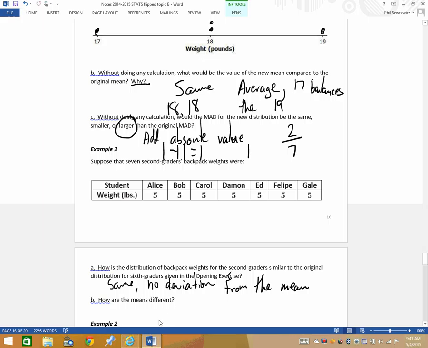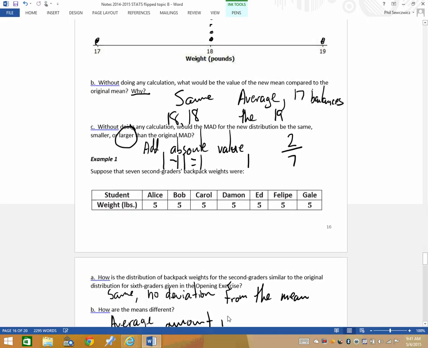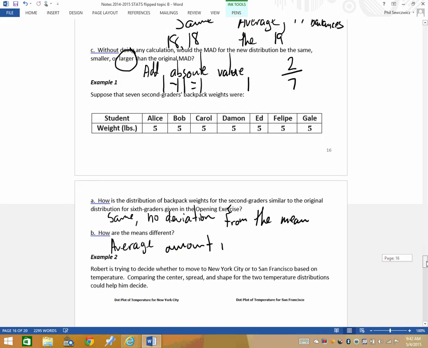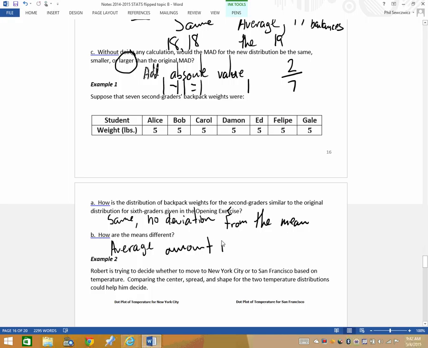Yeah, exactly. That's exactly what I would say there. How are the means different? Well, remember, the means are the average amount. In this case, if they're all the exact same, the average amount is 5, because again, they are all the exact same. So the average amount is 5, whereas before it was 18.